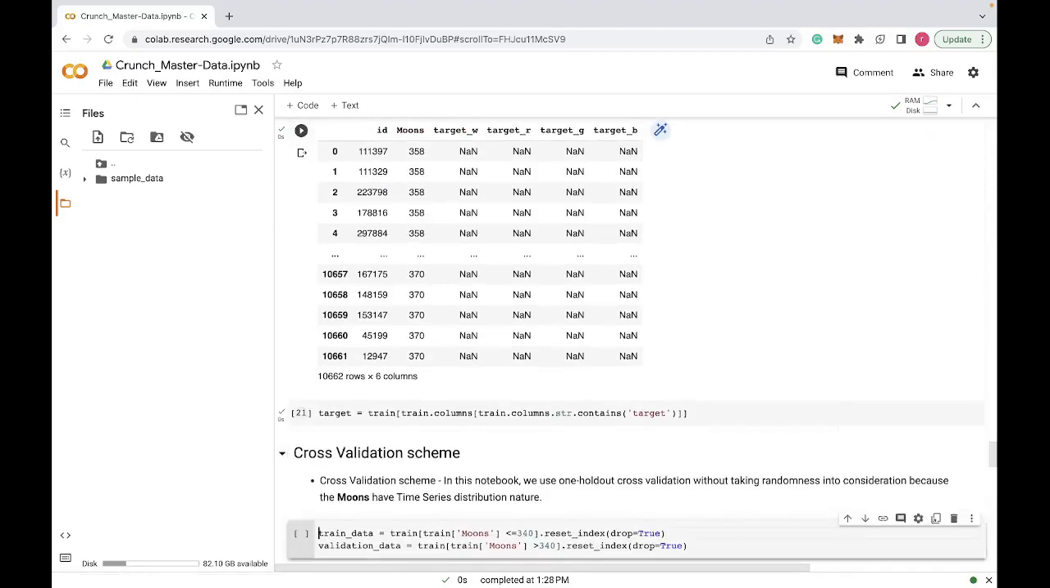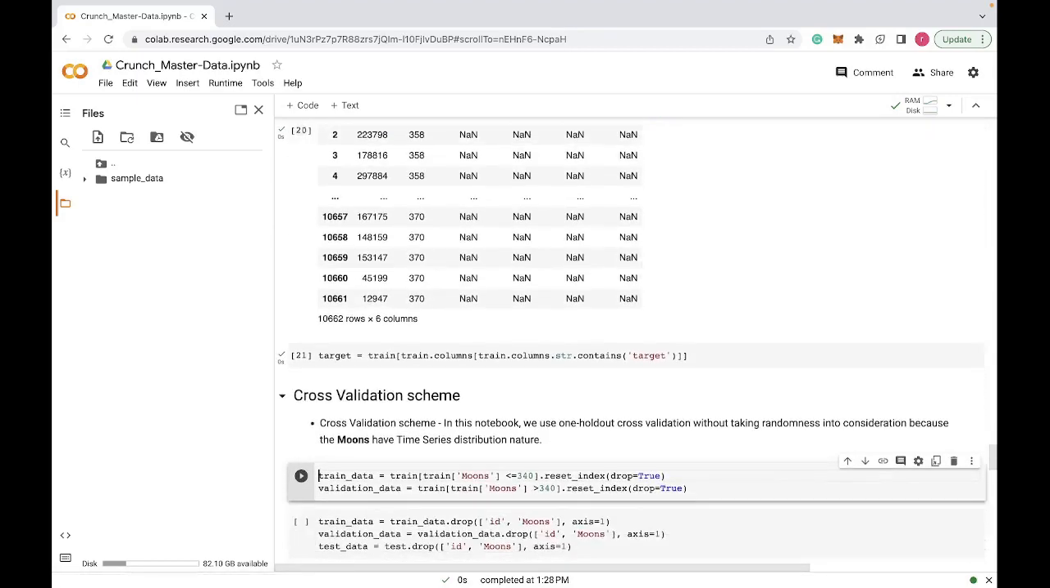So now the next thing for us is to set our cross validation scheme. In this notebook, we use holdout cross validation without taking randomness into consideration, because the months have a time series nature. The dataset was collected over time, so we should be careful not to use randomness, because it might not give accurate predictions and might also cause what we call data leakage, whereby you leak something from the future into the past or the past into the future. So we should take note of that.